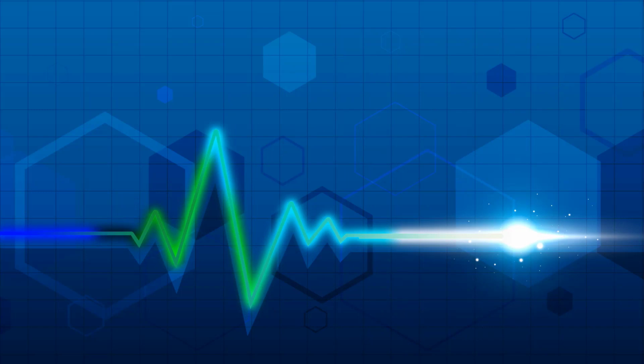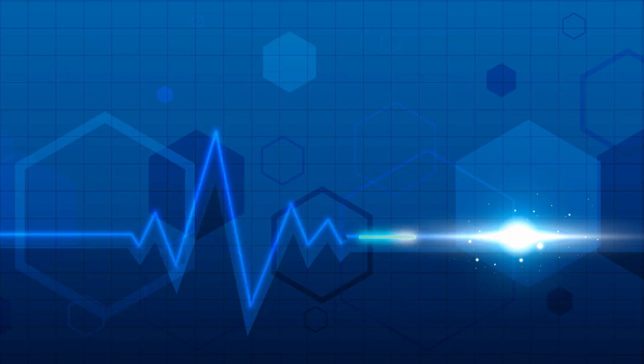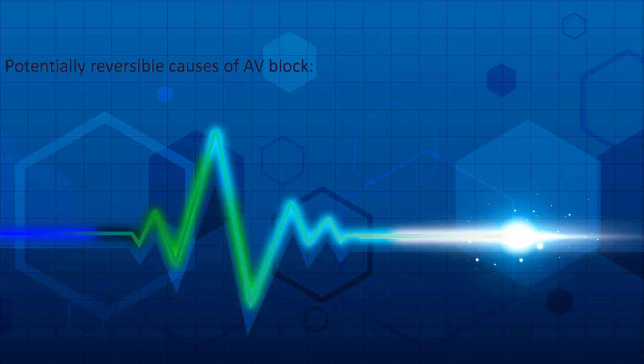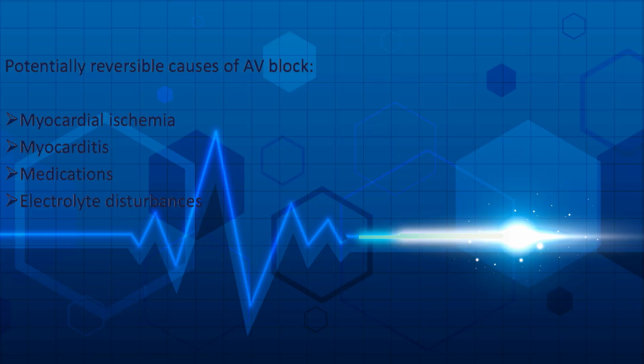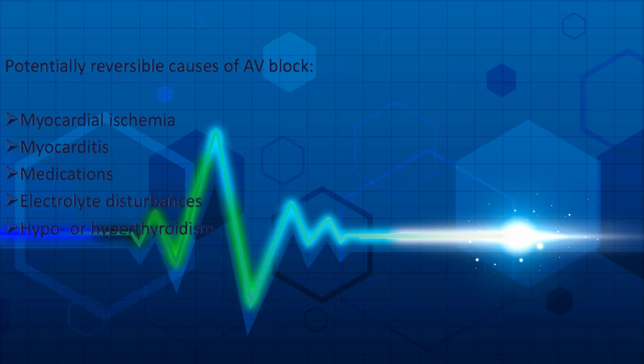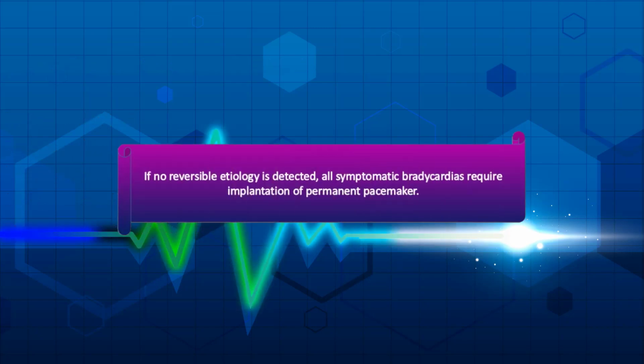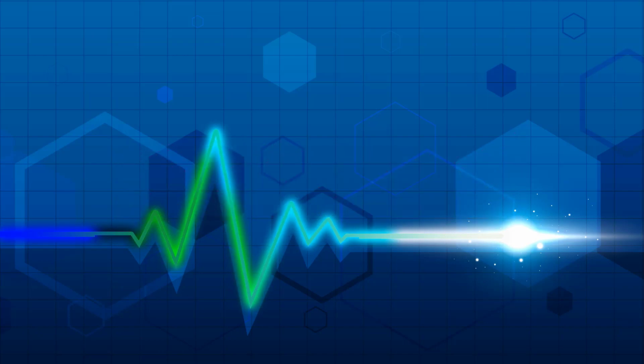Remember that, in AV blocks, we should always exclude potentially reversible causes of AV block including myocardial ischemia, myocarditis, medications, electrolyte disturbances and hypo or hyperthyroidism. Note that, if no reversible etiology is detected, all symptomatic bradycardias like our case, require implantation of permanent pacemaker.